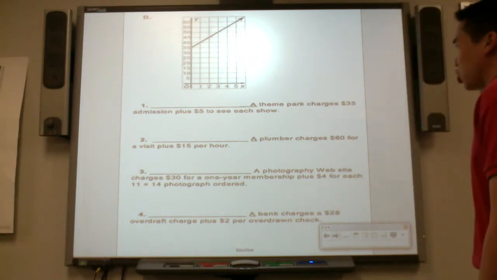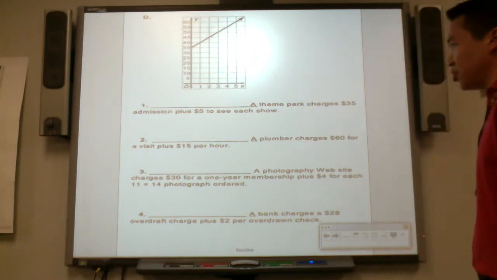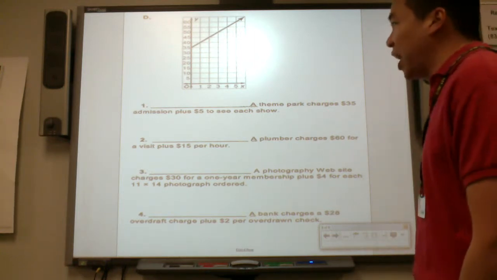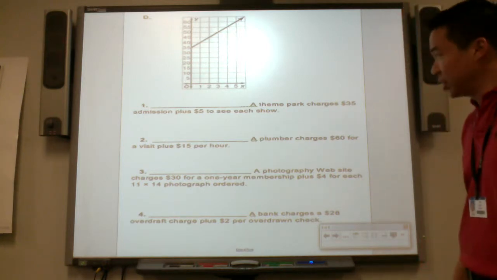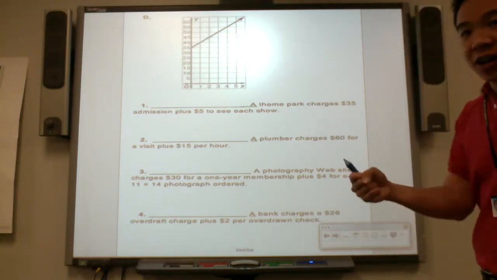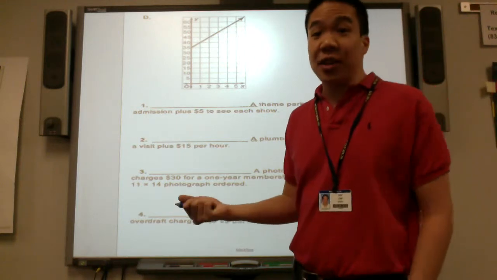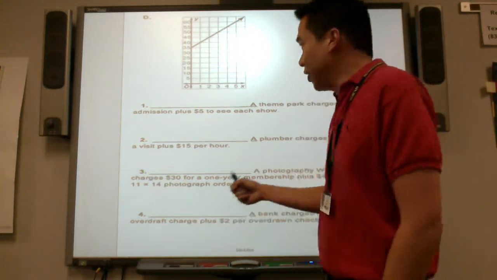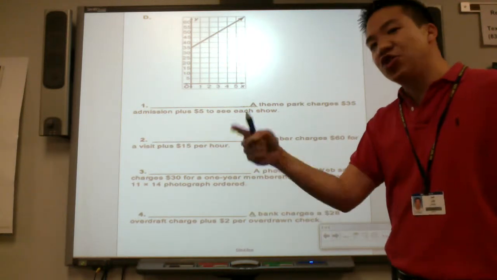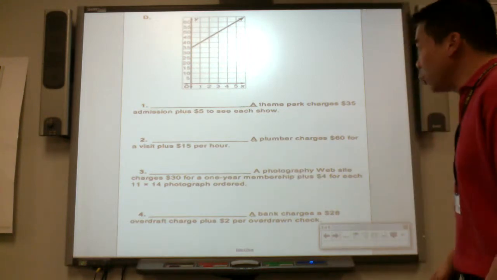A theme park charges $35 plus $5 to see each show. So you paid $35 just to go in. You can't even see a show. You're just paying $35 to go in. Then if you want to see a show, you pay an additional $5. So which one shows this?